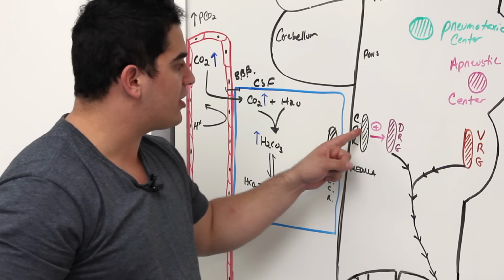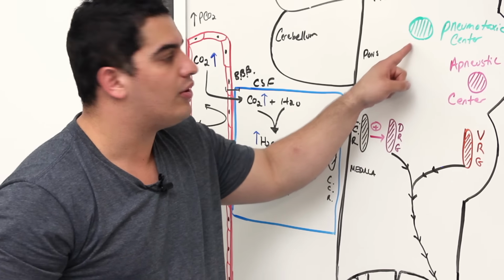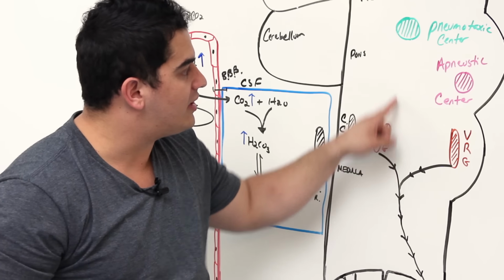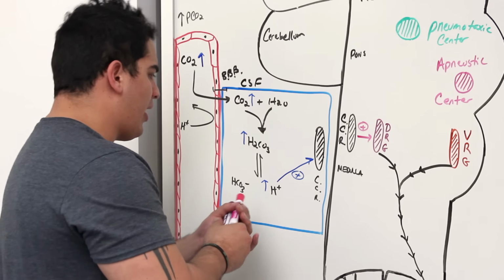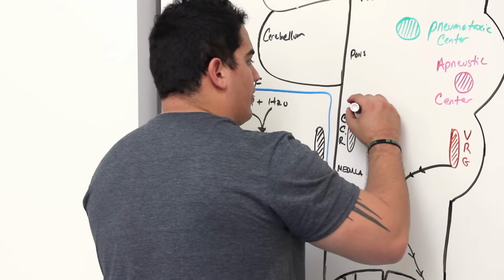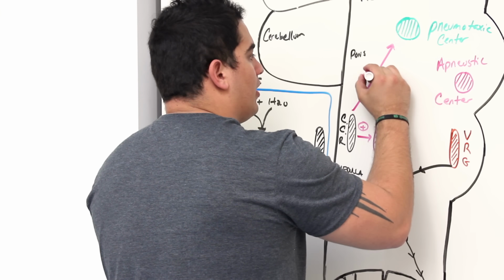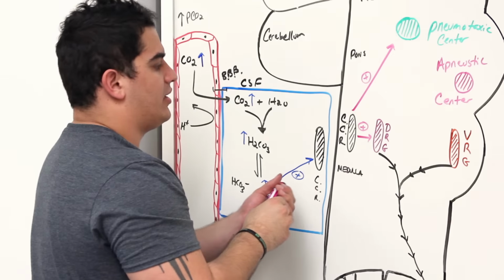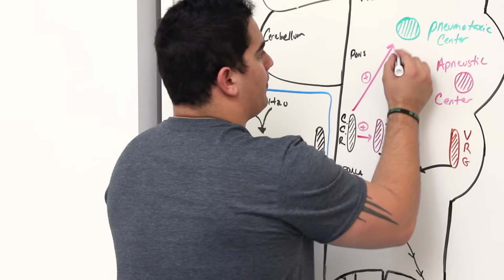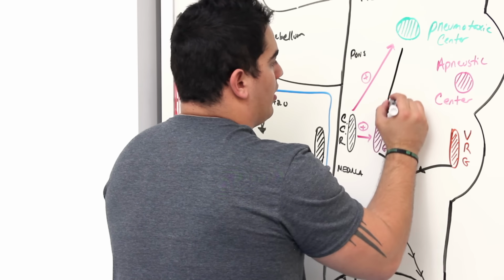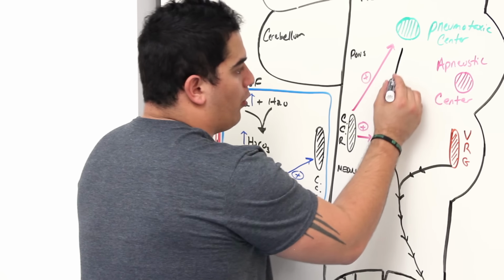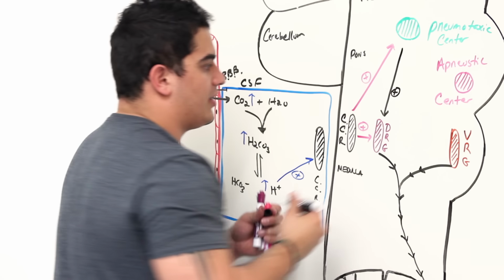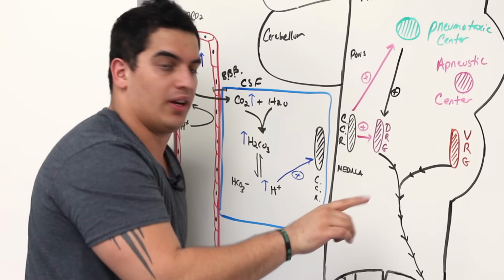You know what else the central chemoreceptors can do? They can also stimulate the pneumotaxic center, and that can send signals down to the DRG. We'll show that very small here. The pneumotaxic center can send these signals down to the DRG as well as to the VRG. We're going to specifically stick with the DRG in this case, but it can send signals to the VRG.